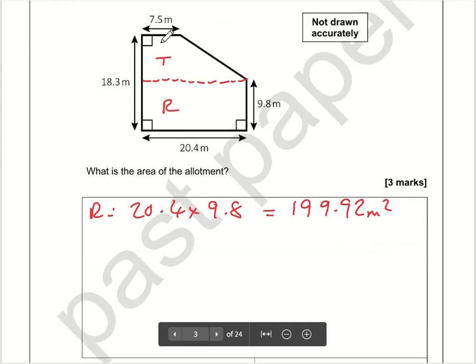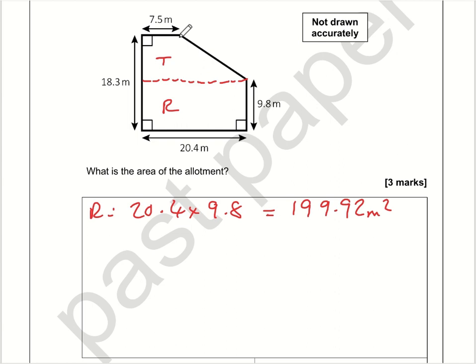Now, if you don't know the formula for a trapezium, you're going to have to work out this rectangle here and a triangle. But if you know the formula for the area of a trapezium, then we can work this one out no problem at all. The formula for the area of a trapezium is half of A plus B times H, where A and B are the parallel sides. So this side here and this side here, these are the parallel sides. It doesn't matter which one is A, which one is B, and the height is the height of the trapezium, which is this length here.